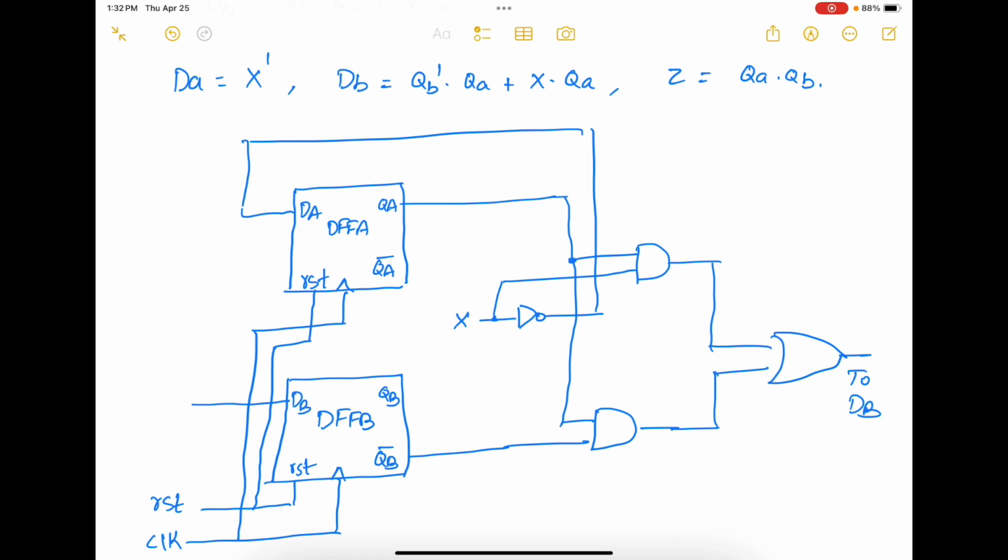And then I have Z, which is QA QB. So Z, which is QA QB. So I'm going to say this as QA, this as QB, and AND them together and produce Z. So this is the whole circuit diagram. It can get messy, but it is what it is.